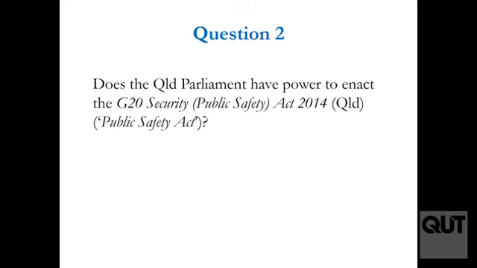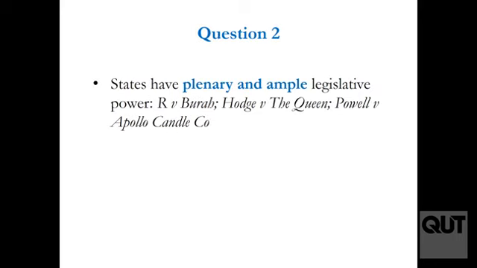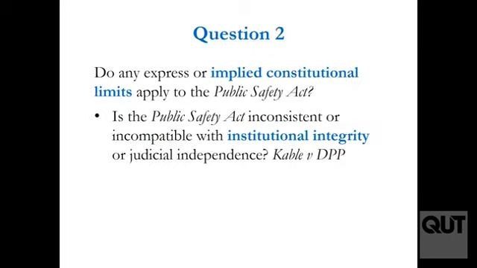The next issue, there's another piece of legislation that we need to consider, and it's the Public Safety Act. Again, your starting point is always going to be the states have plenary and ample legislative power. That will not be the issue. The issue, again, is if there's an implied constitutional limit, and here there is a really, really important one. Haven't had the chance to talk about it, but I need you to go and get familiar with the Kable Doctrine. It's really important. So we need to consider whether this Act contravenes the Kable Doctrine.